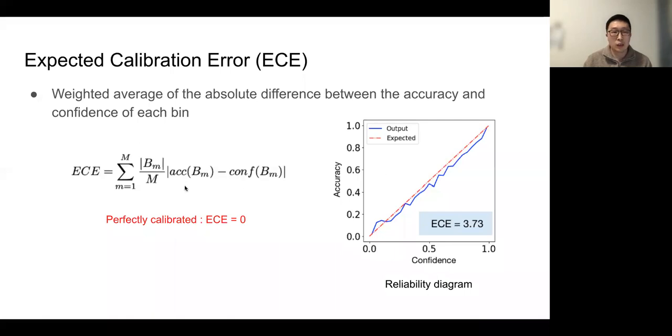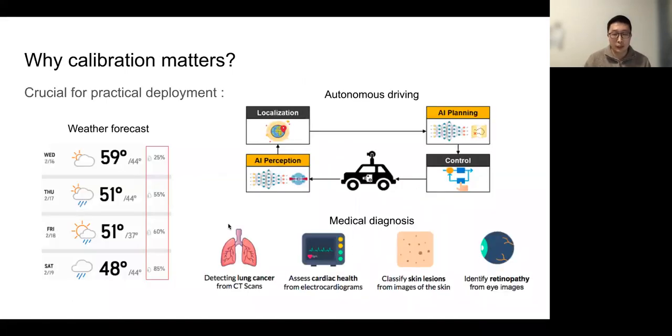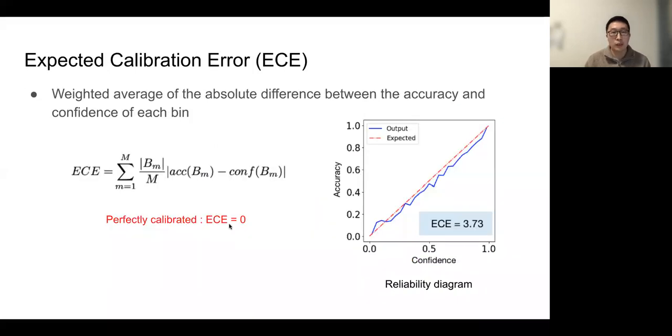So we can see the performance by looking at the divergence between the line of the model and the ideal line. To compute the metric, we usually group the samples into equally spaced bins. Then we compute the accuracy and the confidence for the samples in each bin, and then we do a weighted average to get the ECE. For a perfectly calibrated model, the ECE is equal to 0. So for this metric, the lower the better.